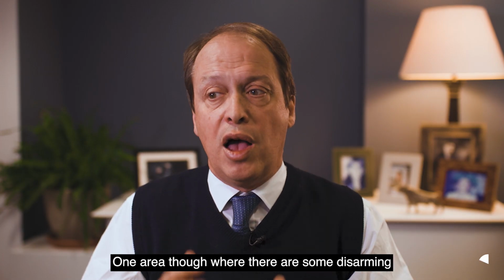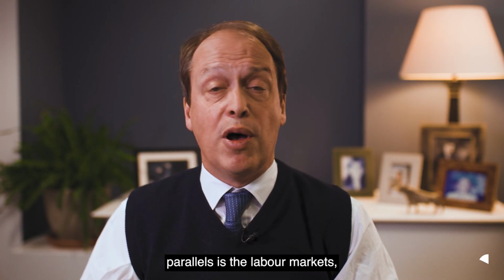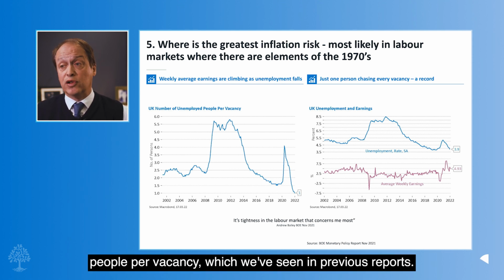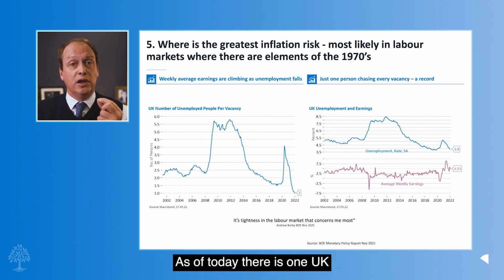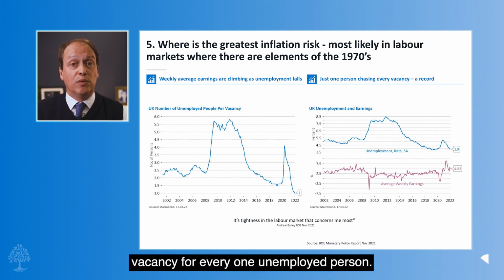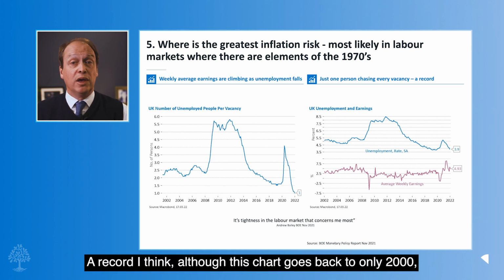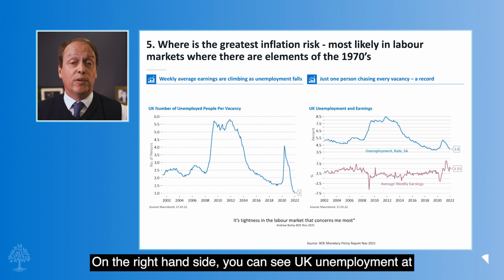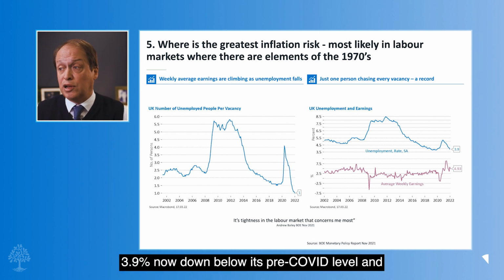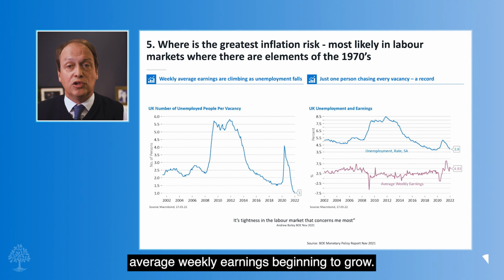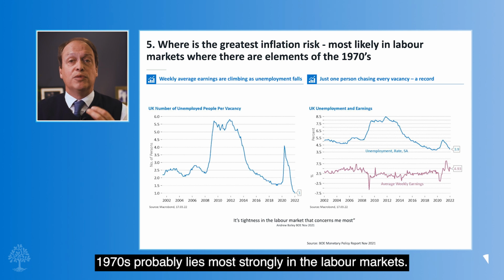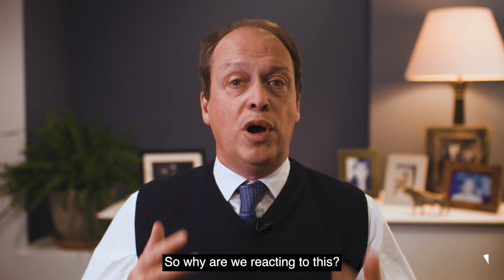One area though where there are some slightly disarming parallels is the labour markets, and I've shown here the UK number of unemployed people per vacancy, which we've seen in previous reports. As at today, there is one UK vacancy for every one unemployed person, a record I think, although this chart goes back to over 2000, probably that's not been seen in the past 100 years. On the right-hand side, you can see UK unemployment at 3.9%, now down below its pre-COVID level, and average weekly earnings beginning to grow. So the real pressure point and the parallel with the 1970s probably lies most strongly in the labour markets.